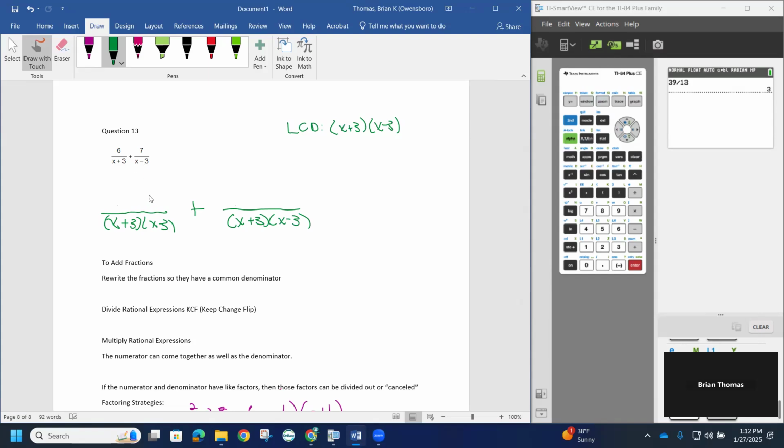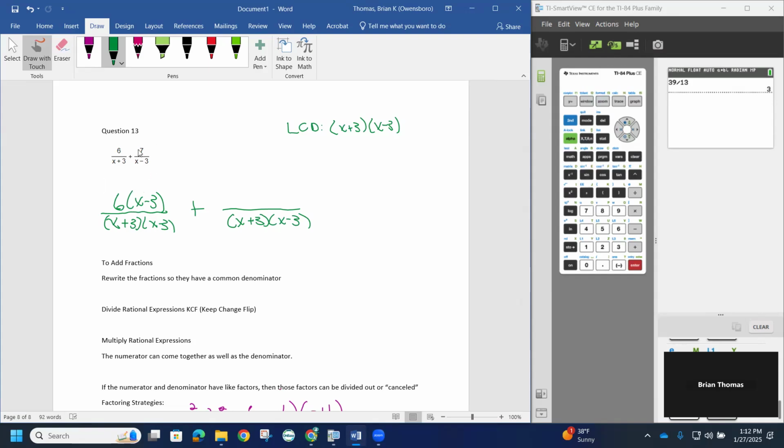Now, notice how the first one had an x plus 3, so it's missing the x minus 3. So not only do we multiply the bottom by an x minus 3, but we also need to multiply the top by an x minus 3. So I'm going to have this 6 times this x minus 3 in the top. So notice how we multiply the top and bottom by an x minus 3.